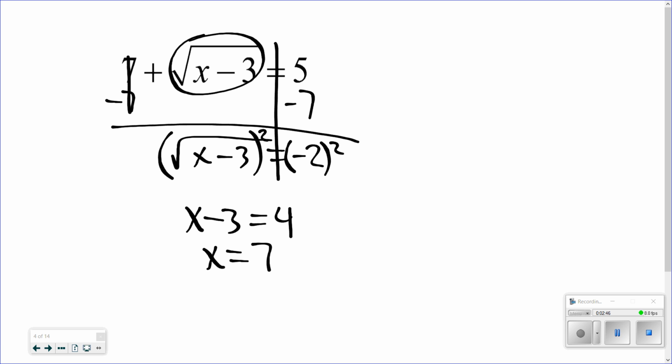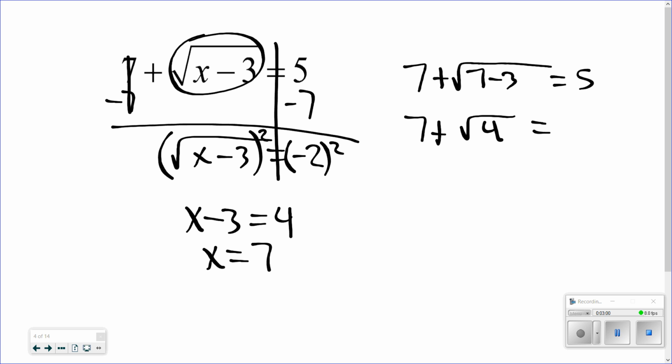Okay, let's just check and see if that works. So go back up to the original problem. I have 7 plus the square root of 7 minus 3 equals 5. So that'd be 7 plus the square root of 4, since 7 minus 3 is 4. So the square root of 4 is 2, and 7 plus 2 equals 5? Well, hold on a second. That is not equal, right? If it was 7 minus 2, it would work, but 7 plus 2 doesn't.